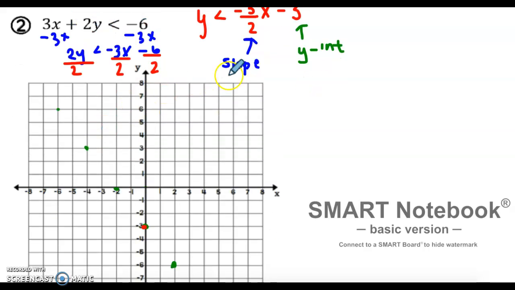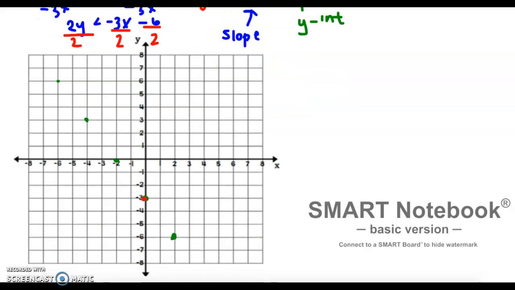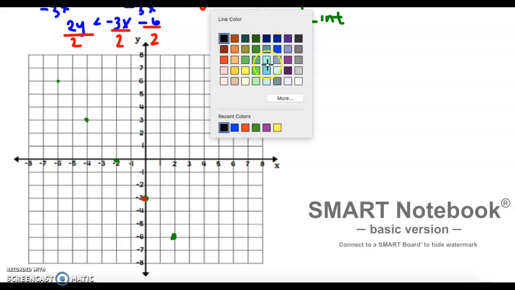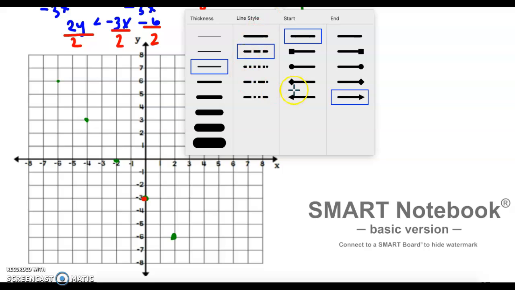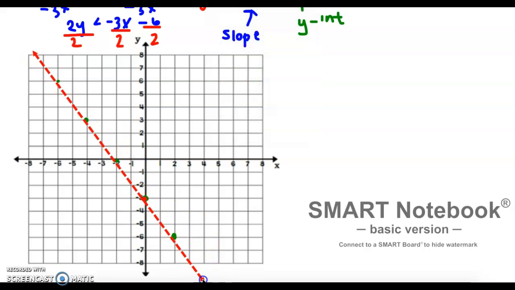Now we're going to look at our inequality symbol to figure out should we have a dashed line or a solid line. So here our symbol is less than, which means our line is going to be dashed, because it doesn't have that or equal to part. The or equal to tells you that points on the line are solutions to the inequality. When you don't have the or equal to, you do not have a solid line. So we're going to connect these points with a dashed, or you can call it dotted, either way, line.